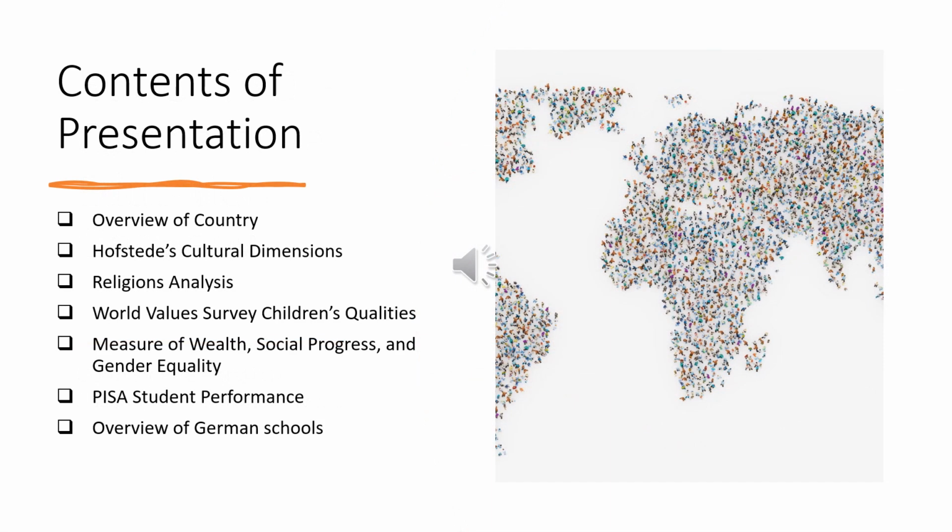Okay. Contents of this presentation. We will go over the overview of the country, Hofstede's cultural dimensions, religions analysis, world values surveys, children qualities, measures of wealth, social progress, and gender equality. PISA, which is student performance of Germany, and the overview and purpose of the German schools.